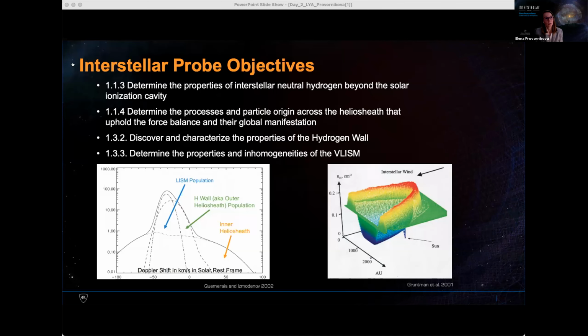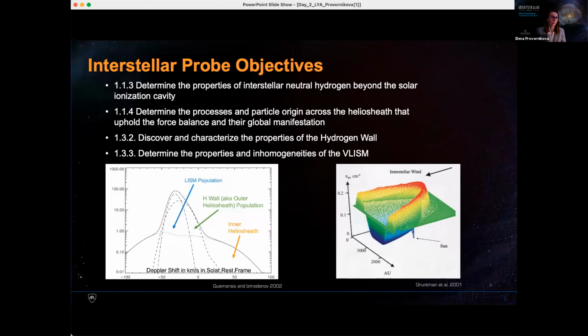So these are to determine the properties of interstellar neutral hydrogen in the heliosphere beyond the solar ionization cavity. And I think I did not mention, the cavity around the sun is where all hydrogen is ionized because of the photoionization and charge exchange process. And this cavity is about 1 to 2 astronomical units in size around the sun. And of course, it varies with the solar cycle.